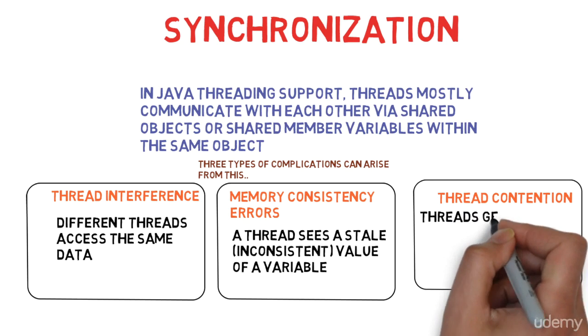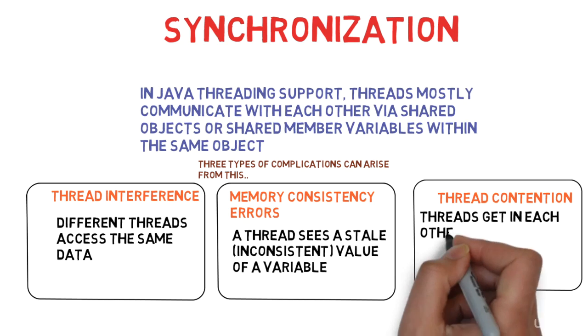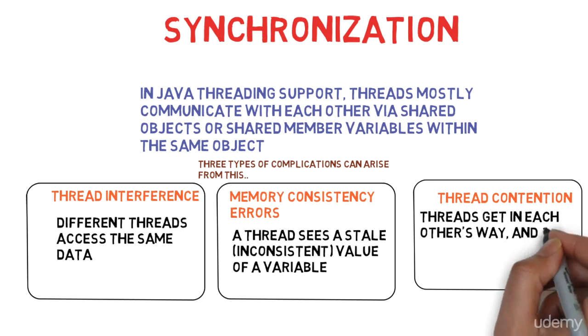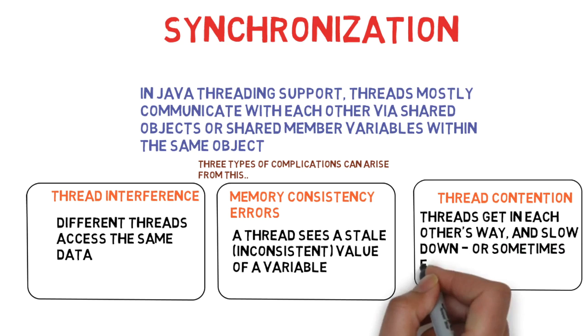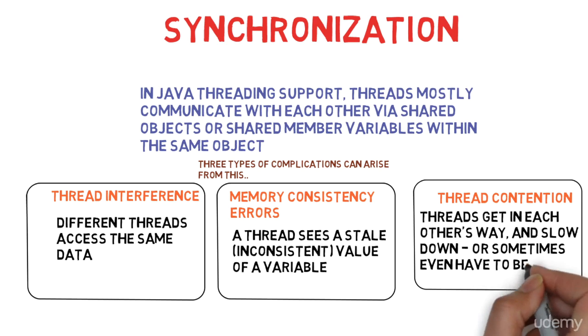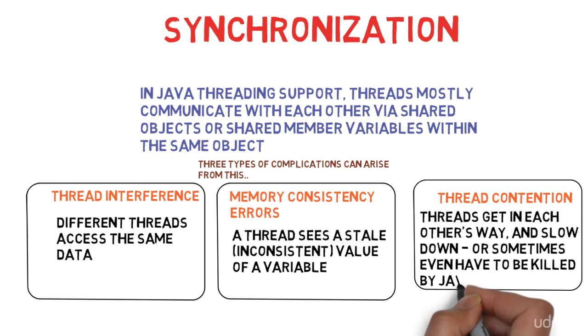The third complication that can arise in multi-threaded programs is that of thread contention. This happens when two or more threads constantly get in each other's way. This basically ends up with none of the threads making any progress towards completion, and it's totally possible that one of these threads might have to be killed by Java. This is a state you don't want to get into. All threads are supposed to help make progress by making things faster and in parallel. But if they contend with each other, that's not going to happen. So that's another complication that can arise with multiple threads.